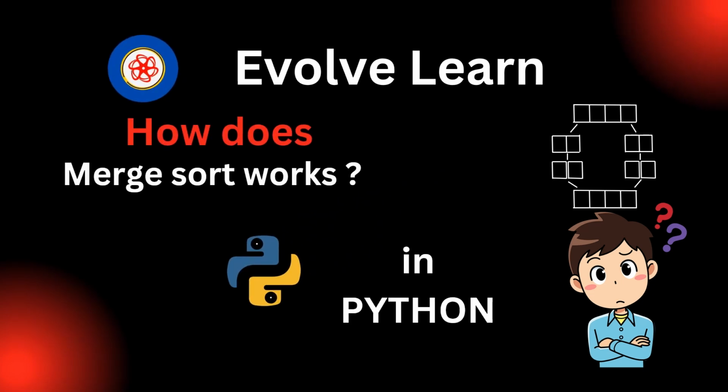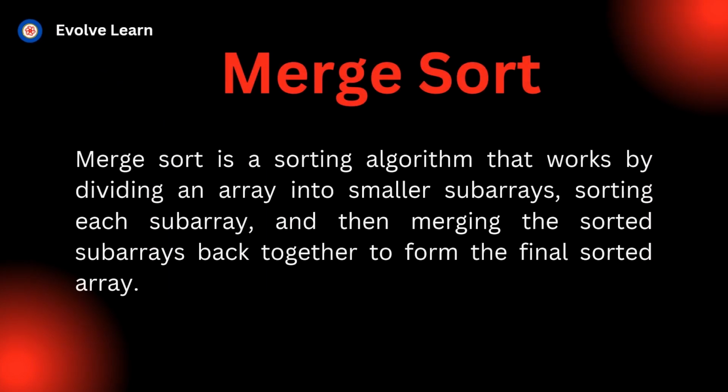In this video, we are going to learn about what merge sort is and how merge sort works. Merge sort is a sorting algorithm that works by dividing an array into smaller subarrays, sorting each subarray, and then merging the sorted subarrays back together to form the final sorted array.